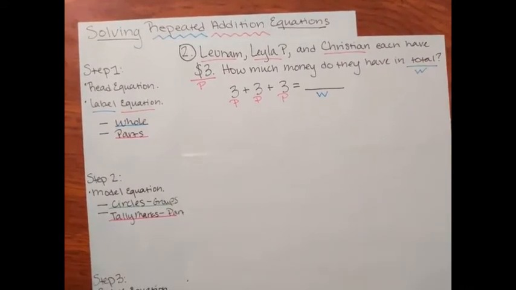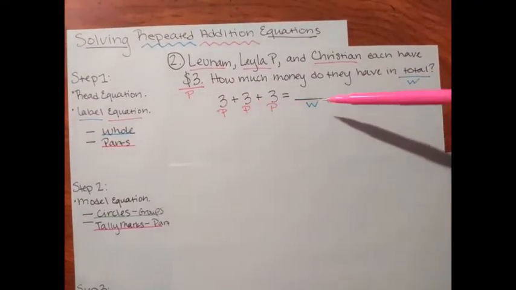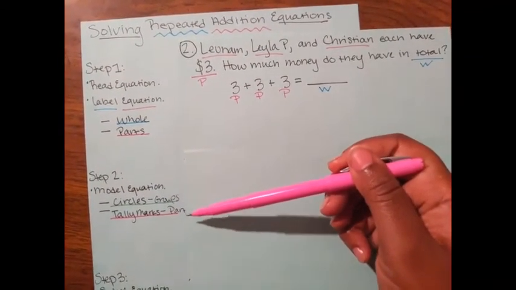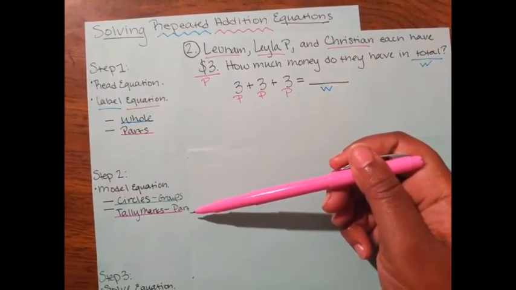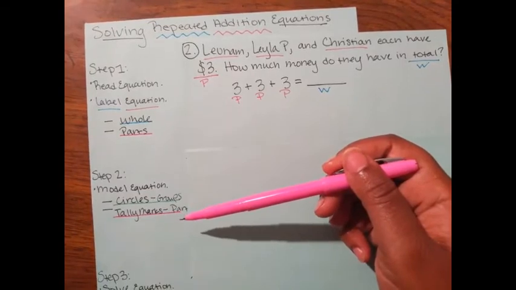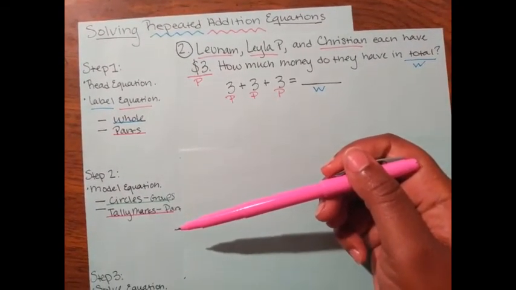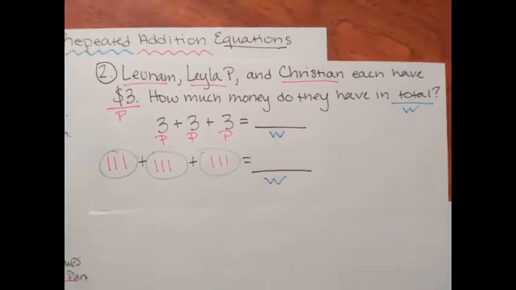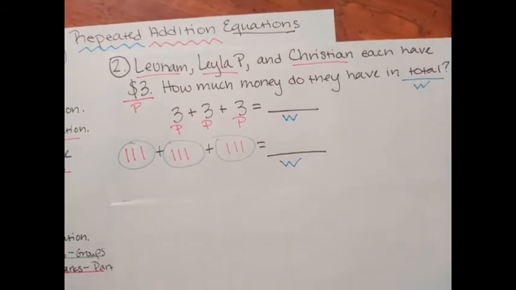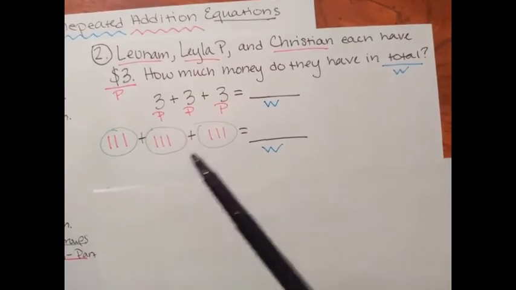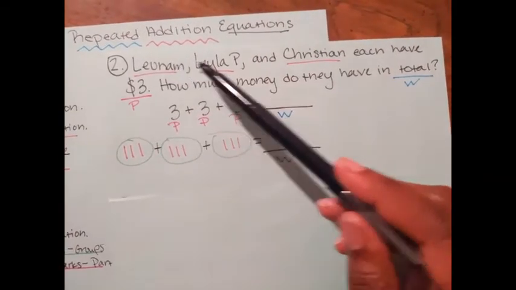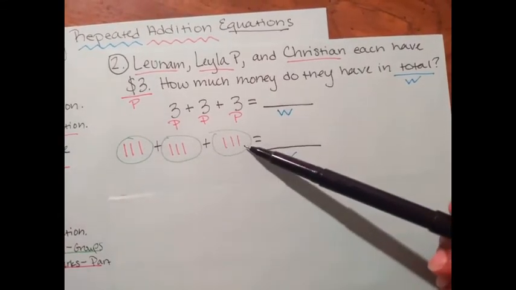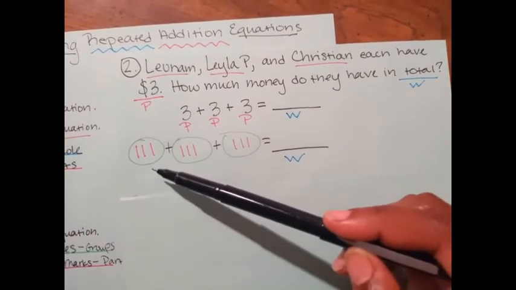they have in total. So now that we have our equation labeled, we are ready to model our equation using our circles and tally marks. So go ahead, pause the video here, and when we return, we will share and compare our models for our equation. Our model for number 2 will look like 3 circles representing 3 of our people, and then 3 tally marks in our 3 circles representing our parts.